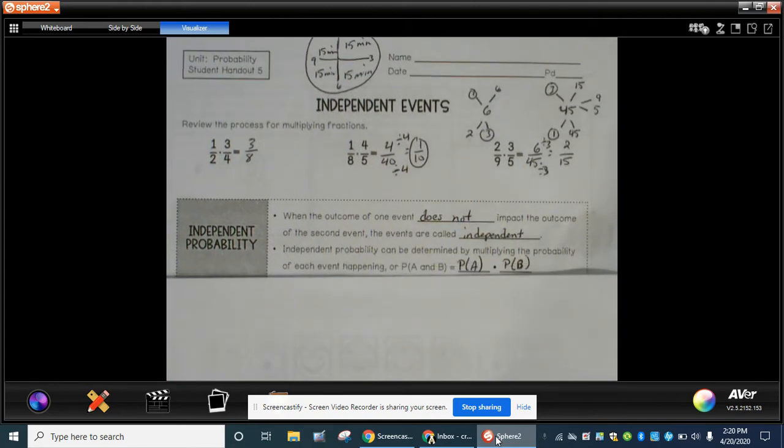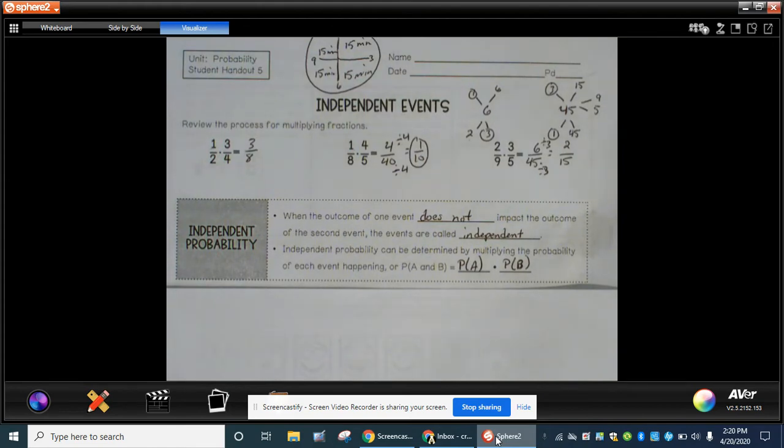All right, so now let's move on down to independent events. Independent events is when the outcome of one event does not impact the outcome of another event. That means the events are called independent events. They're separate. So flipping a coin does not impact the outcome of rolling a dice, just like the dice does not impact the outcome of flipping a coin.